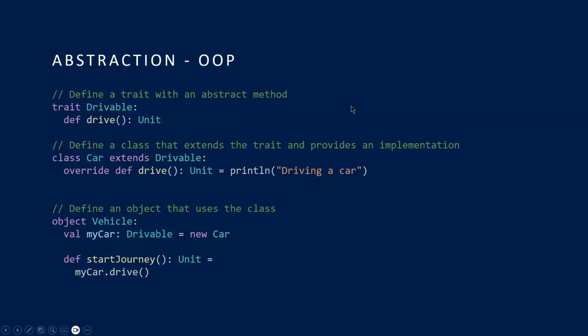So just a few examples here. Within OOP we can define a trait with an abstract method. We can define a class that extends the trait, provides an implementation, and then we can define an object that uses a class. And all these are means by which you can create abstraction in a language, specifically in Scala.